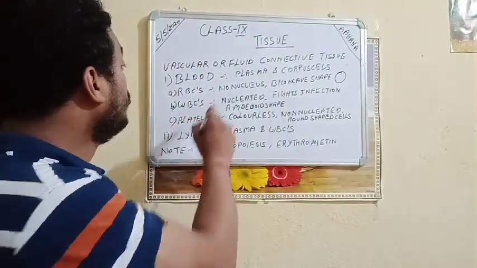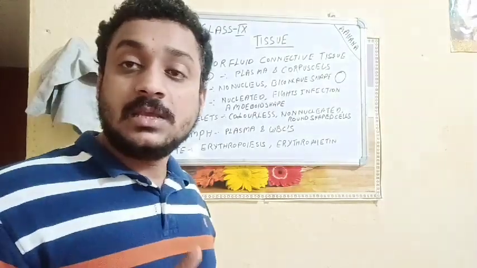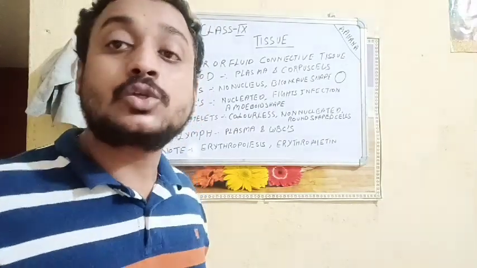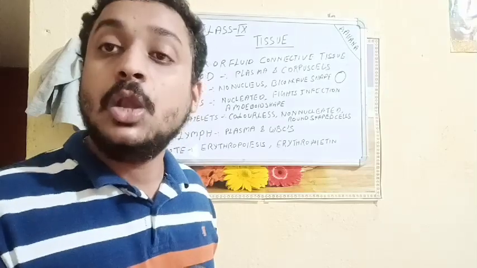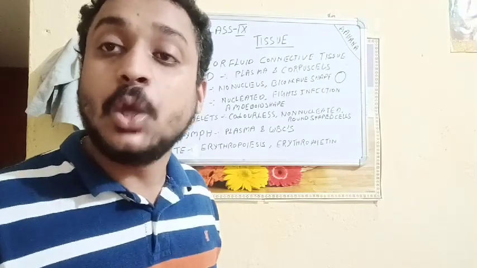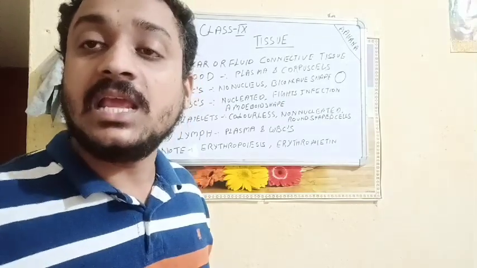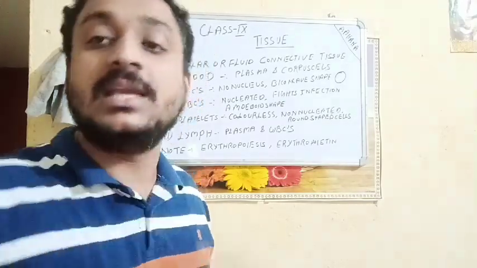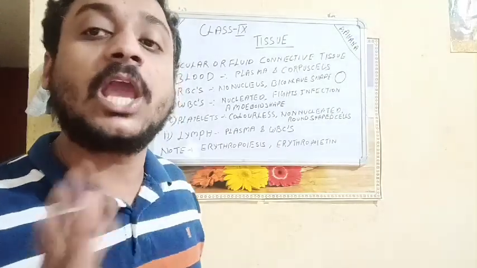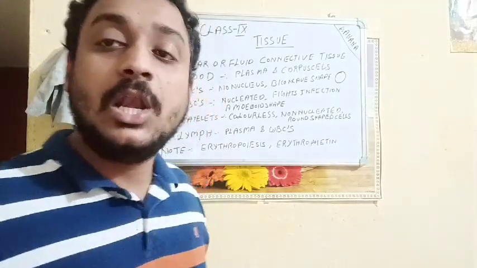Now, talking about WBCs, RBC erythrocytes. WBCs are also known as leukocytes. Leukocytes, or else we can also write leucocytes. Both the spellings are correct, CO or KO. So WBCs are known as leukocytes.